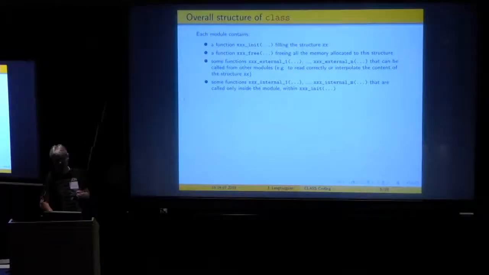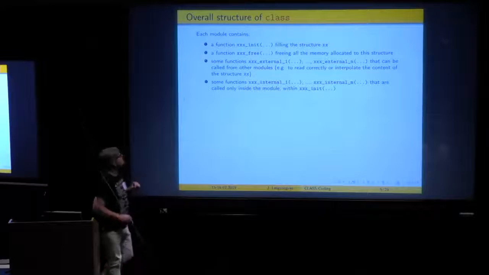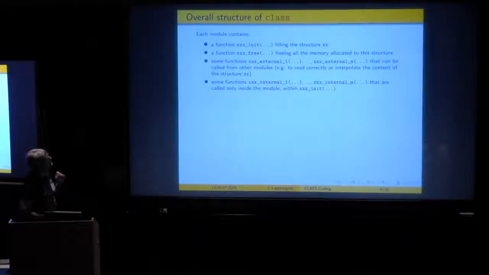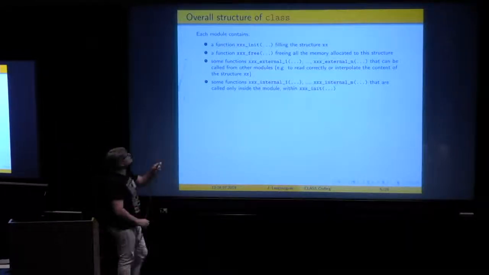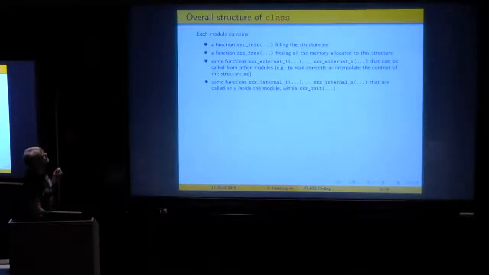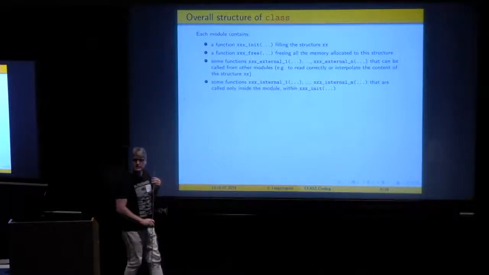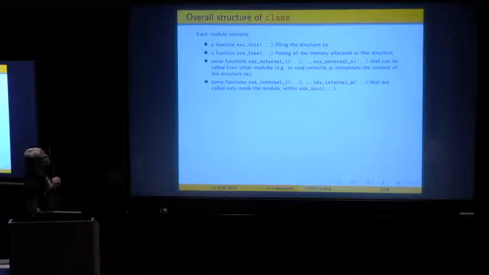So coming back to the organization of each module, we talked about the structure, which is declared in the .h file. Now in the .c file, you find the functions. There is always the initialization function that does everything. As I told you, it's enough to call only this function to compute everything. But then at the end, you don't want to have memory leaks, especially if you are using CLASS in a sampler. So you should free all the memory that was allocated by the init function. So there is a free function.